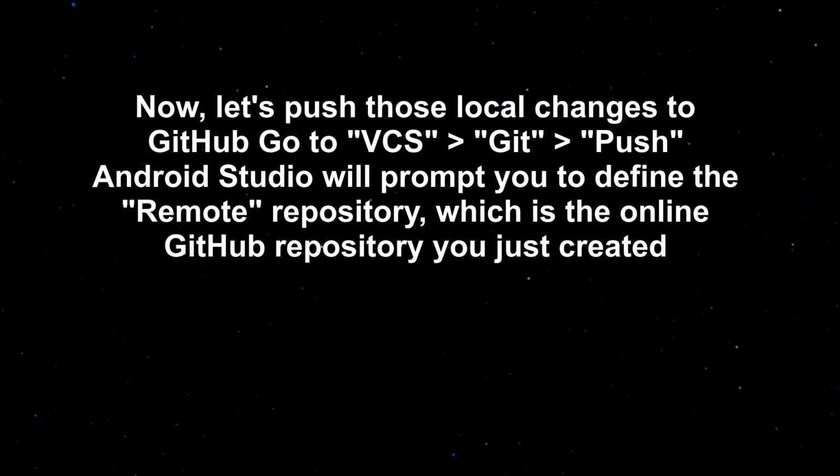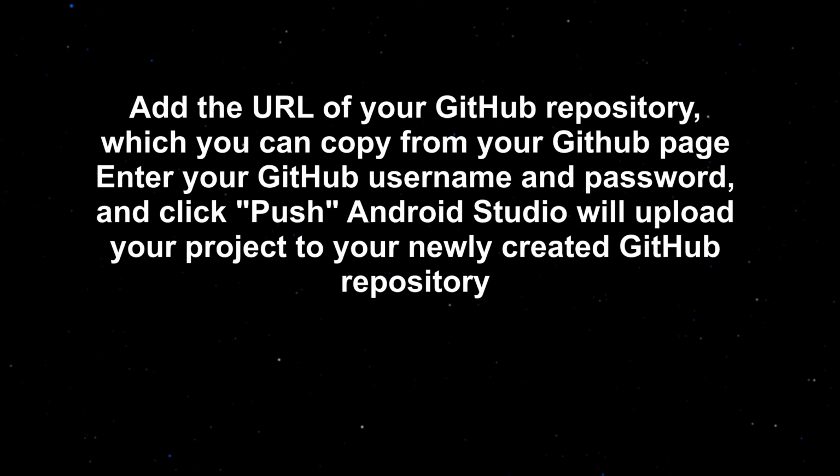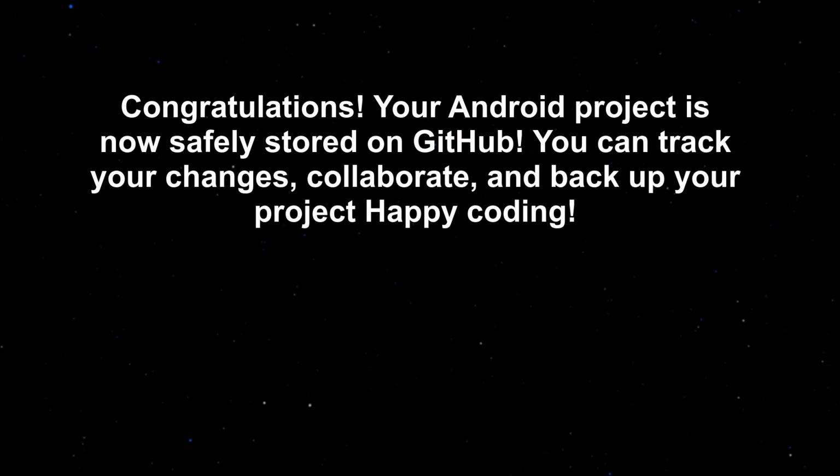Android Studio will prompt you to define the remote repository, which is the online GitHub repository you just created. Add the URL of your GitHub repository, which you can copy from your GitHub page. Enter your GitHub username and password, and click Push. Android Studio will upload your project to your newly created GitHub repository.